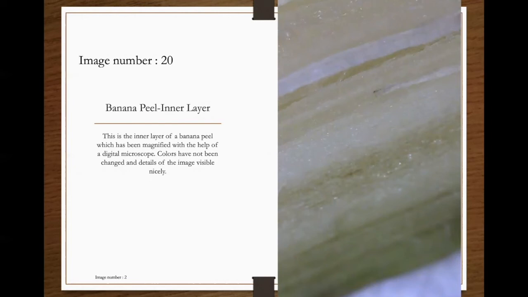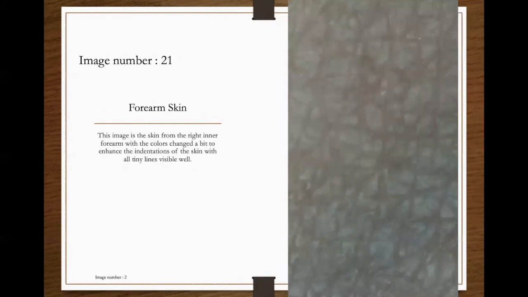Nice. This is the inner skin of the forearm. And you can see those little indentations, the lines that appear, which I guess are called wrinkles. And again, the color I think has been changed for these lines to appear, so that they're enhanced better. Great.